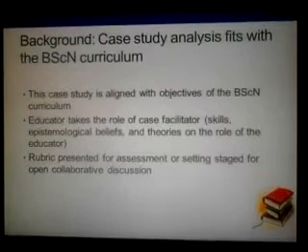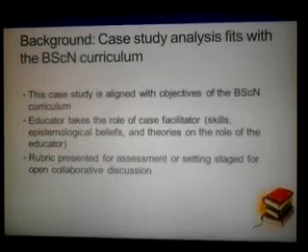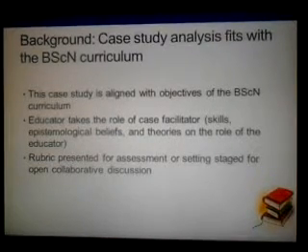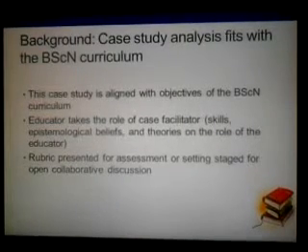Case study analysis also needs to fit within the purpose of the course and within the curriculum. It builds critical thinking skills which are essential for nurses to be successful in practice. The educator, I will take the role of a facilitator. I will make sure that if there's a rubric attached to this activity, the students have that disclosed to them prior.